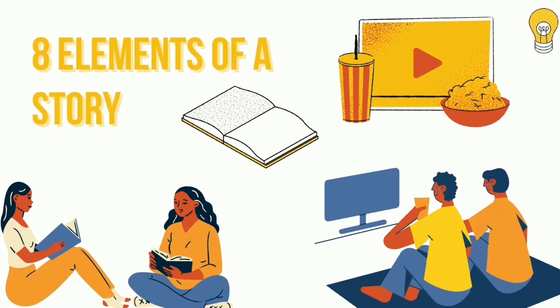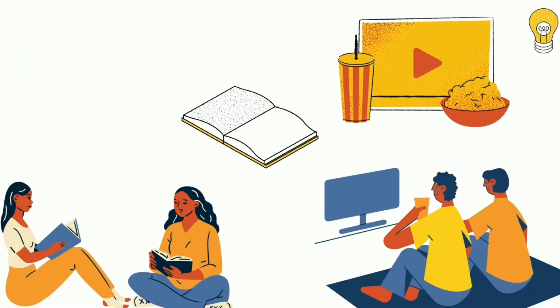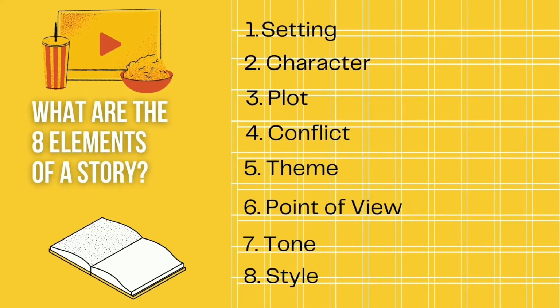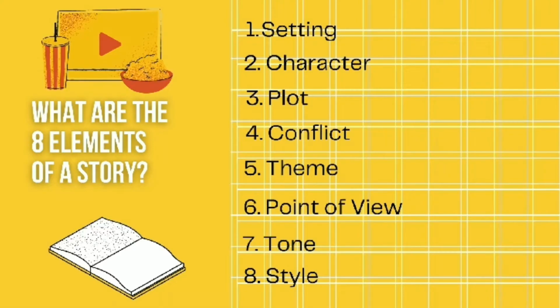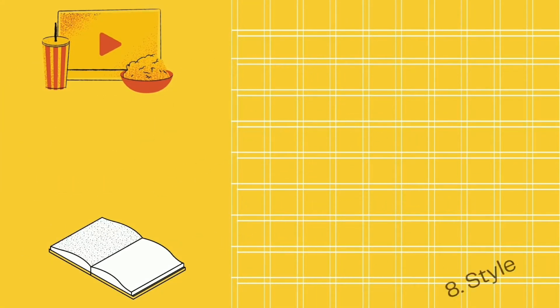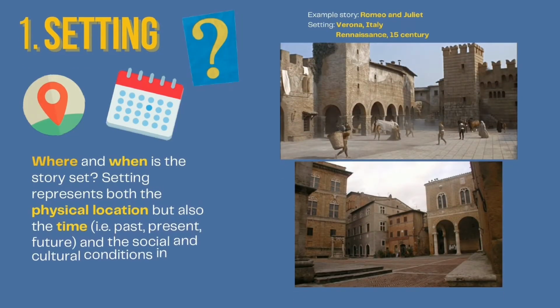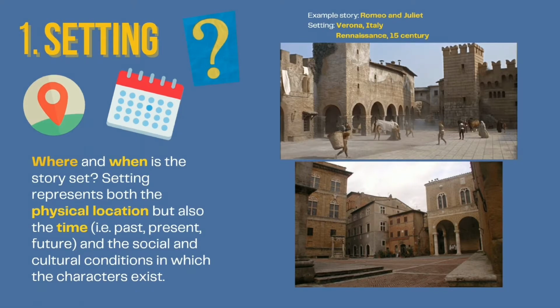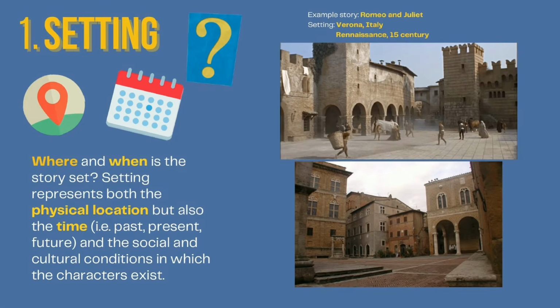8 elements of a story. So what are the 8 elements of a story? We have setting, character, plot, conflict, theme, point of view, tone, and style. First is the setting. The setting is where and when the story takes place, the place and time of a story. We have here a sample story of Romeo and Juliet that took place in Verona, Italy, Renaissance, 15th century.